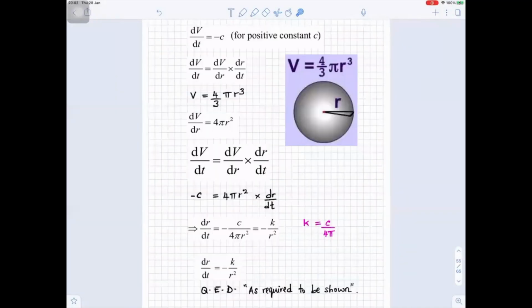So what you can do is dr over dt would be minus c divided by 4 pi r squared, and you can write this c over 4 pi as k. So if c over 4 pi is k, it's just minus k over r squared. So you can write dr over dt equals minus k over r squared. Quod erat demonstrandum, as required to be shown.